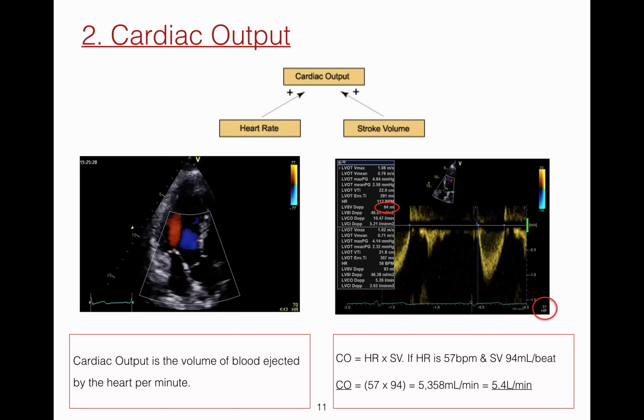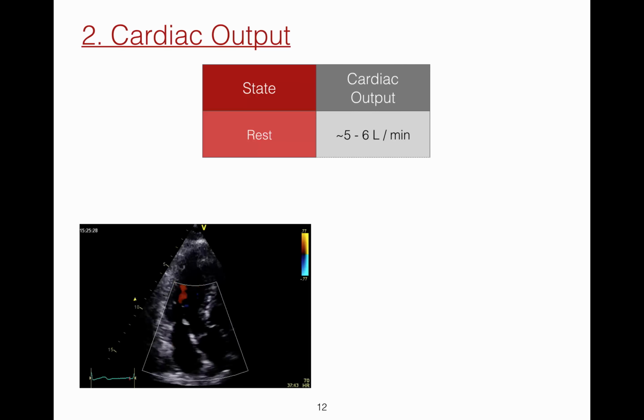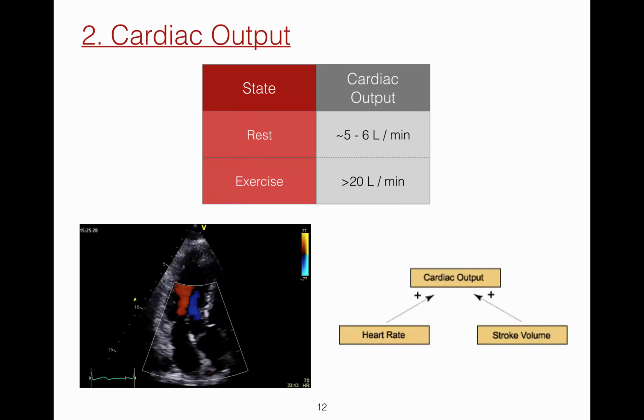That is, by measuring left ventricular outflow VTI, LV stroke volume can be estimated. And when this is combined with the heart rate, the cardiac output can be determined, which in the example on this slide works out to be about 5.4 litres per minute. At rest, cardiac output is between 5 and 6 litres per minute normally. This can increase up to 5 times with strenuous exercise.